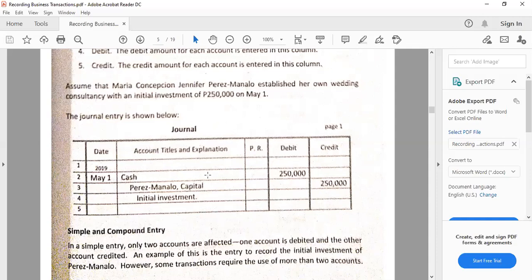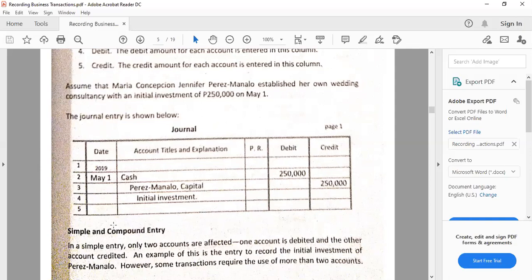We have to credit the capital account at 250,000. So this is how we journalize. Look first at the heading. The heading is composed of the date column. On the date column, we write the year, and then the month and the day. If, for example, we now record the next transaction, we leave a space so that one transaction wouldn't be mixed with the other.